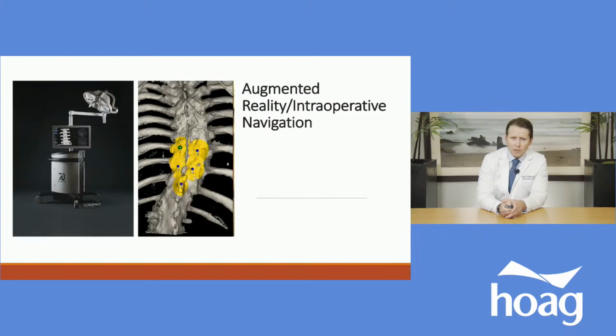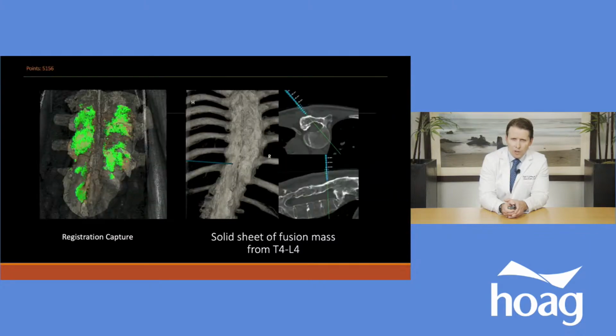Next, moving on to the augmented reality and intraoperative navigation. This is a 7D machine that uses non-ionizing radiation and allows for a complete analysis and augmented reality view of one's spine, and can be used during surgery in order to navigate spinal implants. This is the same type of technology that is used in self-driving vehicles. We can see here further intraoperative images from this type of technology, which is used to help navigate implants. I use this on every one of my surgeries at Hoag.